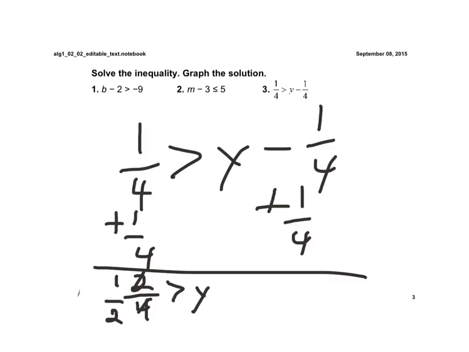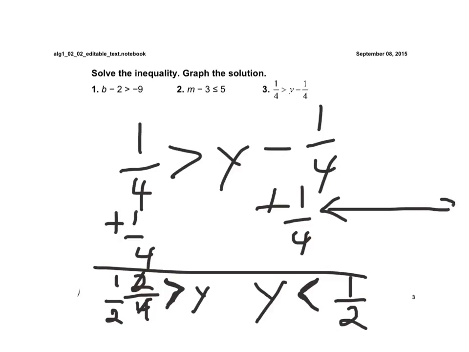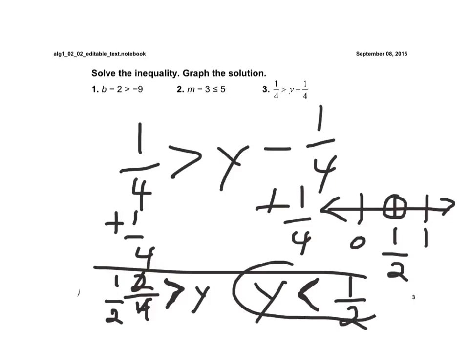But now if we're going to graph this, we want to make sure we rewrite this so the variable is on the left side. So I'm going to rewrite it so the y is on the left, the 1/2 is on the right, and now since the alligator mouth is eating the 1/2, when I rewrite it, I have to make sure the alligator mouth is eating the 1/2. And now we go ahead and graph this. When we graph fractions or decimals, I like to put the two whole numbers or integers that surround the fraction. In this case, now I'll put the fraction in. Now it's open. And now that we have it written in this order, it's y is less than, so I shade to the left.